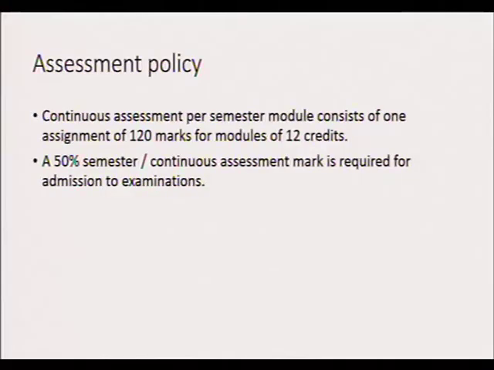And this module has 12 credits. So this is a module of 12 credits, and you only get one assignment, which is out of 120 marks. Don't expect to complete 2, 3, 4, 5 assignments. It's only one assignment, and then the next assessment will be the examination. That depends on whether you qualify to write an exam based on your performance in the assignment. I hope that's clear enough.